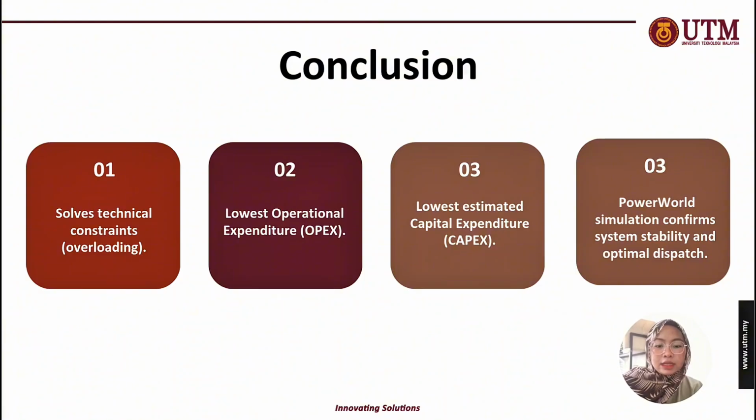Meanwhile, method 1, adding the generator at bus 4, was the superior engineering solution. By generating power locally at the highest load point, we eliminate the transmission overloads. We reduce the hourly operating cost by over 15,000 ringgit compared to method 2. Therefore, based on both the lowest operational expenditure, OPEX, and the likely lower capital expenditure, CAPEX, compared to building 3 new transmission lines, we conclude that method 1 is the optimal economic dispatch solution for this network.